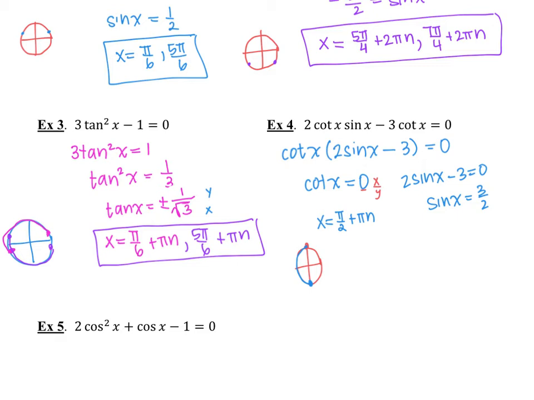Okay, now let me consider my second equation. I have the sine of x equal to 3/2. That's a problem because the sine of x can't be higher than 1. So sine x cannot equal 3/2 because that's going to violate the range of sine. Okay, so that factor didn't work, but this one did work. So this is all the answers that would satisfy this equation.